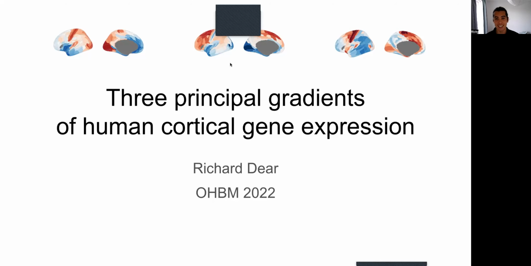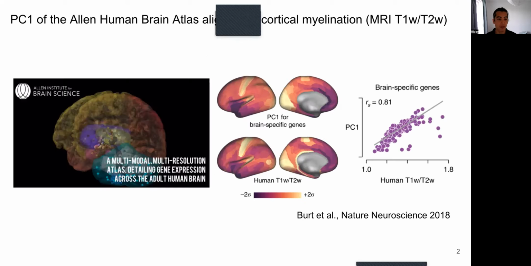Hi everyone. So my talk is about finding three principal gradients of gene expression in the human cortex, these three patterns up here, and what they mean. Many of you will be familiar with the Allen Human Brain Atlas, which is a data set that sampled gene expression at over 3,000 regions across the human brain, about 2,000 in the cortex.